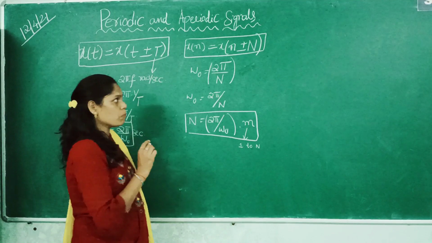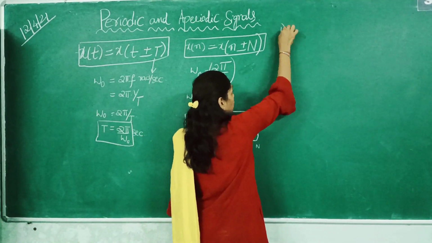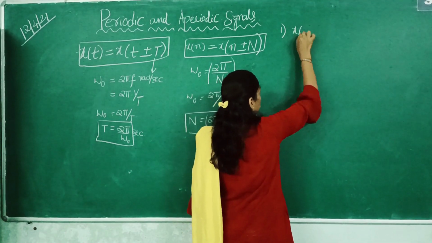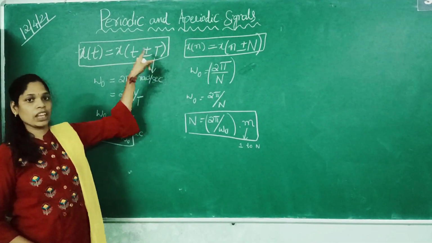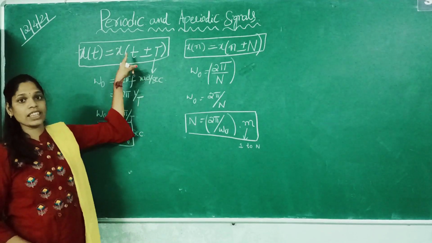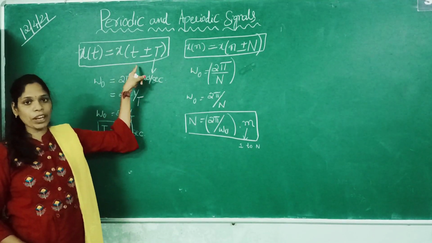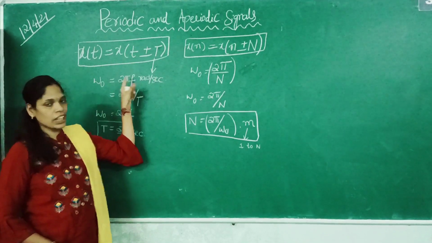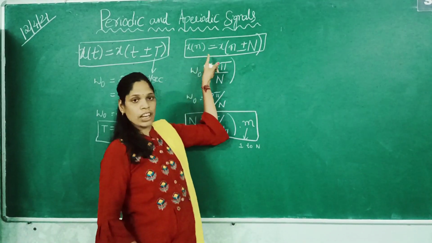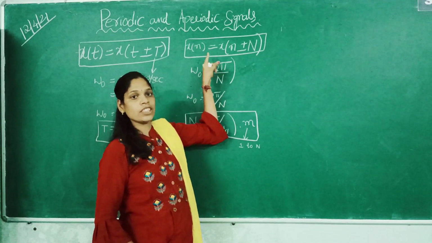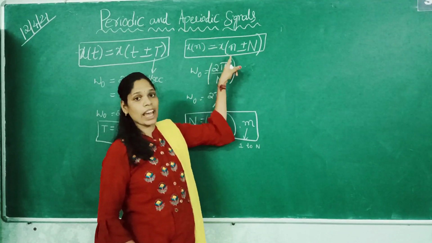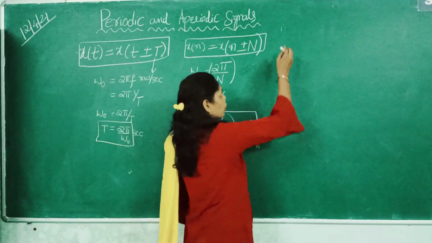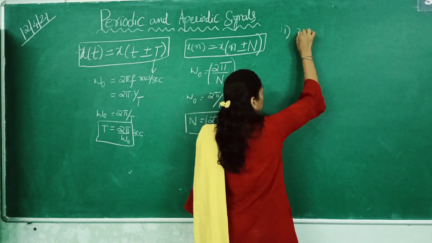Now we will see related problems on periodic and aperiodic signals. First, consider the continuous time domain signal: if x of t equal to x of t plus or minus capital T is not satisfied, that is not equal, it is an aperiodic signal, also called a non-periodic signal. If it is discrete, the condition for a non-periodic discrete time signal is x of n not equal to x of n plus or minus capital N. Okay, now we will go for the problems.